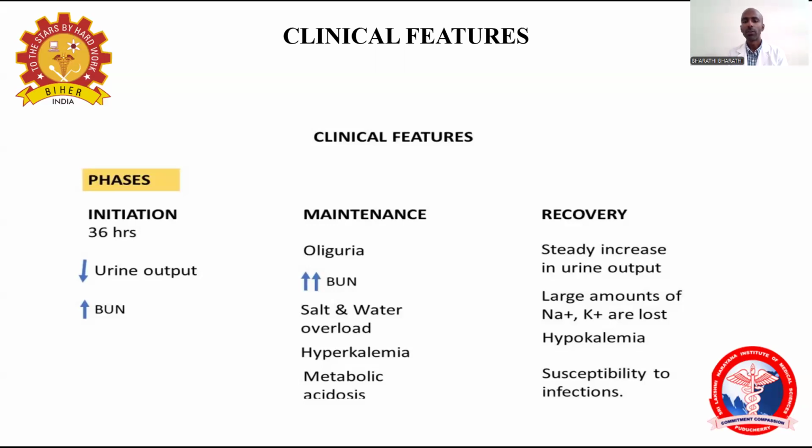Then, if the offending agents are removed, for example, if the patient is treated with amikacin and you stop the antibiotic, then there is a high chance of the patient's recovery. And in the recovery phase, there will be a steady increase in the urine output. This steady increase in the urine output will also result in a large amount of sodium and potassium loss as well as hypokalemia. And in this phase, there is increased susceptibility to infections.